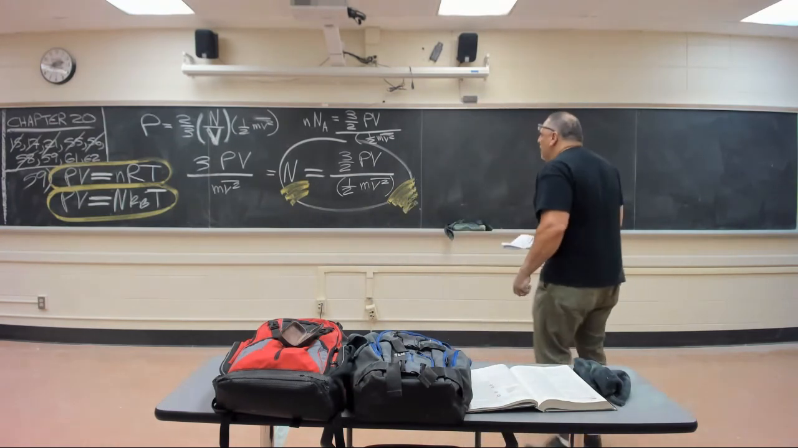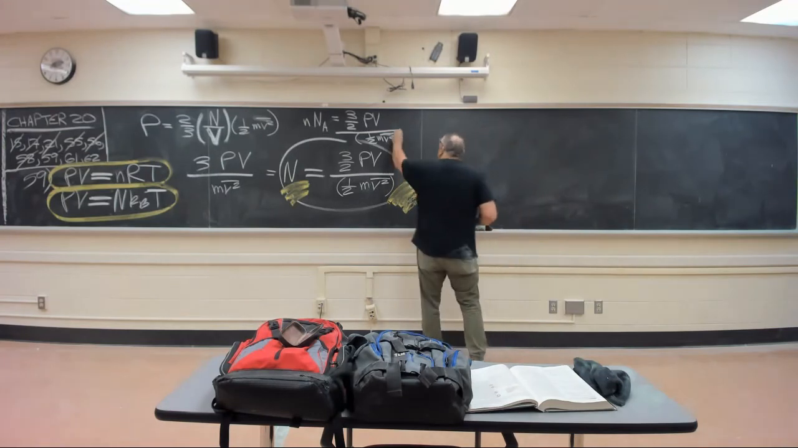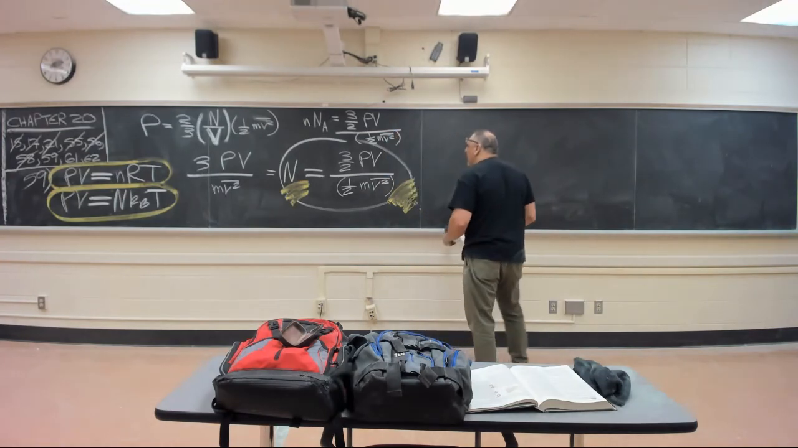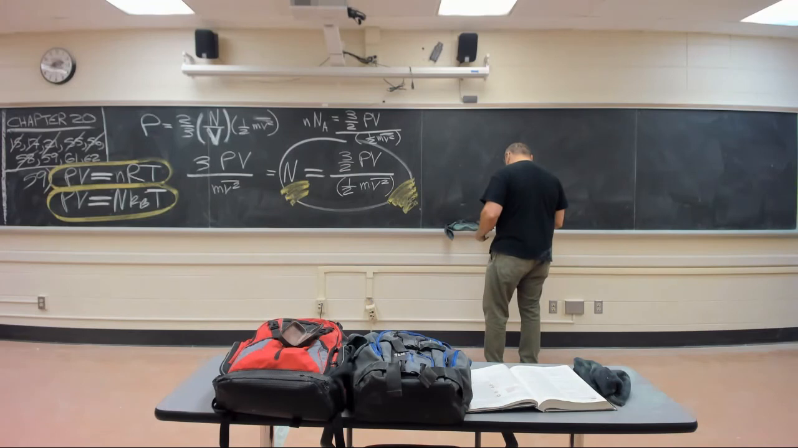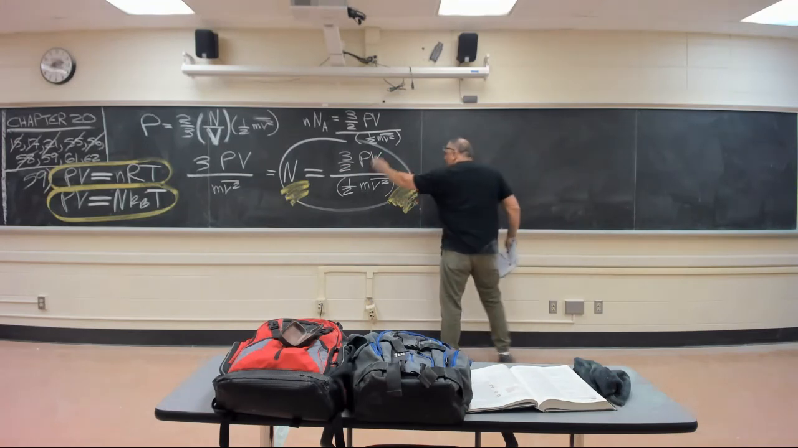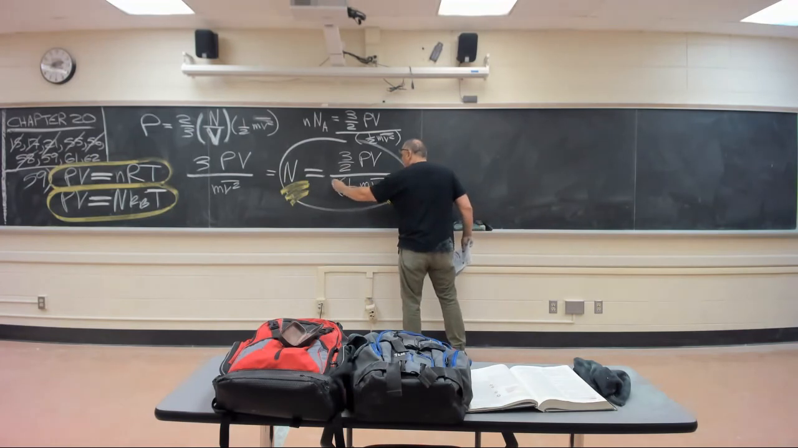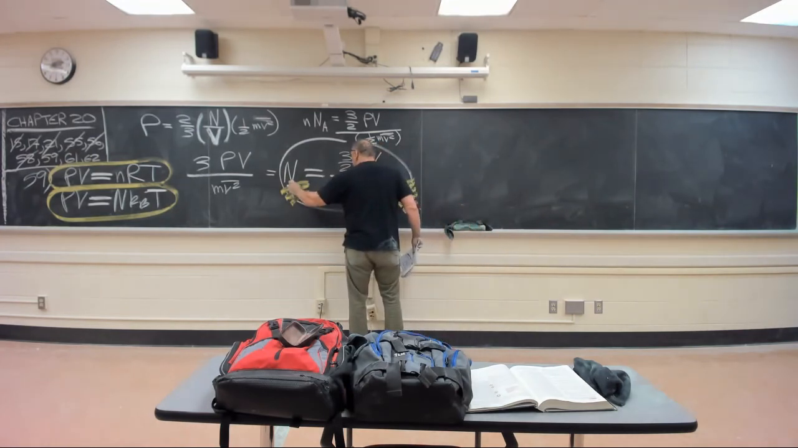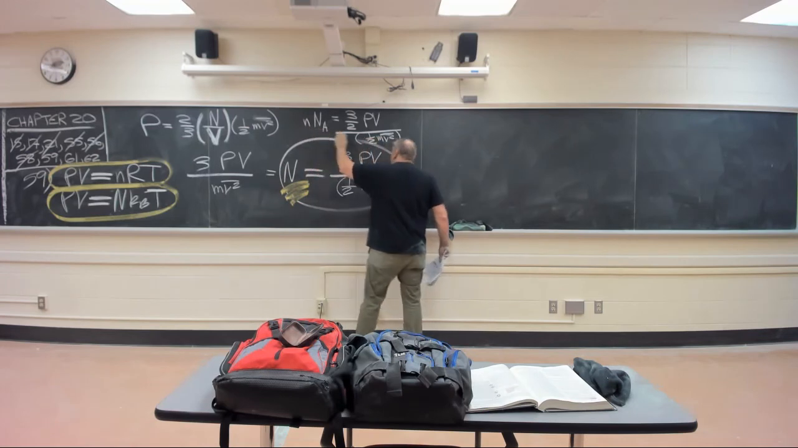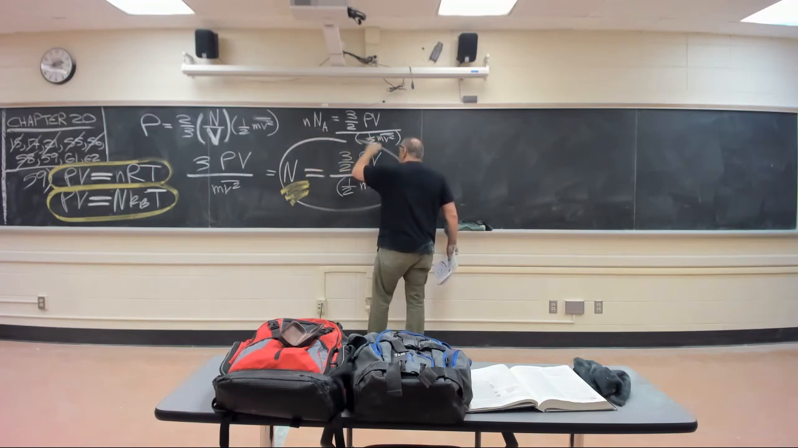Okay. Well, the big thing here, guys, is you've got this. So let's see what you can do. All I did, guys, was take this and write capital N as the number of moles times Avogadro's number. And we got this.